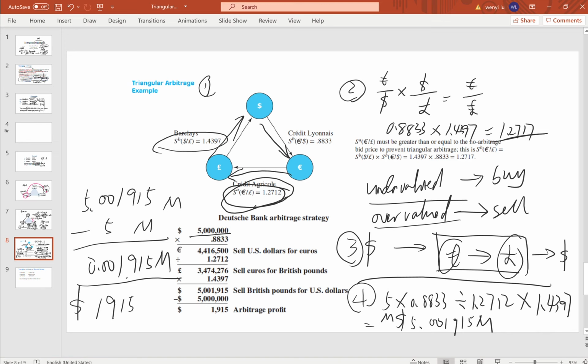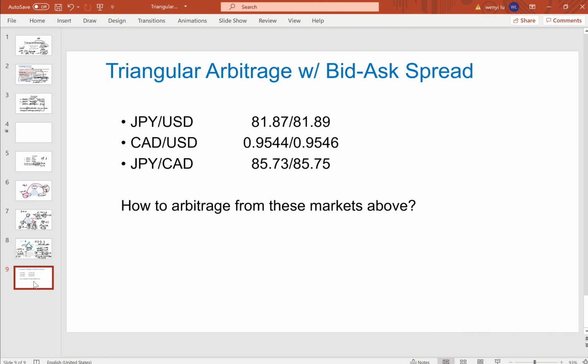So I summarized this into a 4-step process. Please follow my steps to solve similar questions in our homework for triangular arbitrage. And I also leave a question as a challenge for this topic. In the last videos, we studied the bid-ask spread. We know for the same currency pair quote, for example, Japanese yen and US dollars, there are two different numbers for the quote. One's the bid, one's the ask.